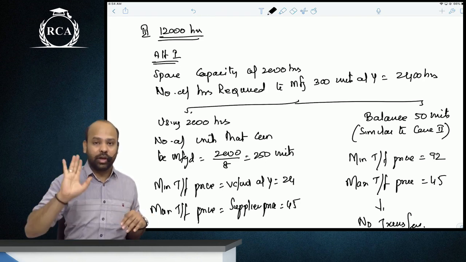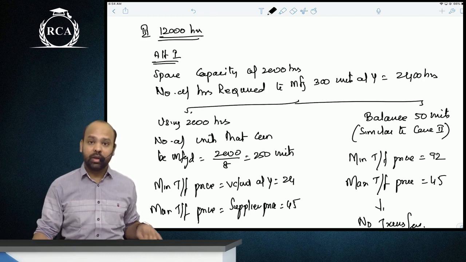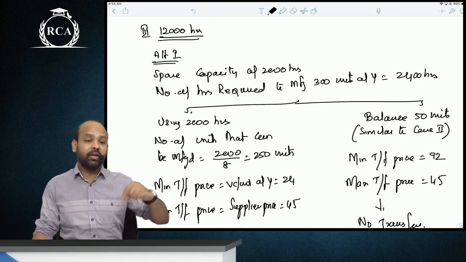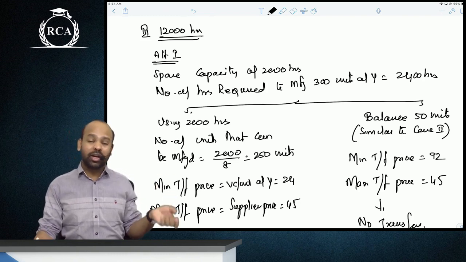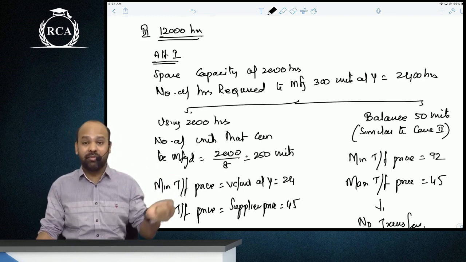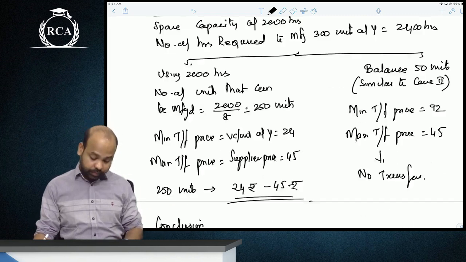That is similar to case 1. We will transfer, the range is 24 to 45. But for the remaining 50 units, it is similar to case 2. You will not transfer. We've already come to that conclusion, that we cannot reduce external sales of Y, because that is giving us 92 rupees.